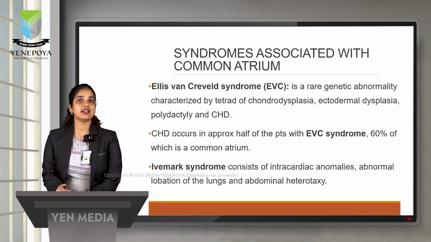So chondrodysplasia is nothing but the abnormalities of the cartilage and the bones. There will be faulty development of cartilage and the bones. And ectodermal dysplasia is where the ectodermal structures will be abnormal, and polydactyly is nothing but the presence of more than 5 fingers or toes, and any of the congenital heart diseases. But congenital heart disease occurs in approximately half of the patients with Ellis-Van Creveld syndrome, and out of those, 60% of the congenital heart diseases will be common atrium.